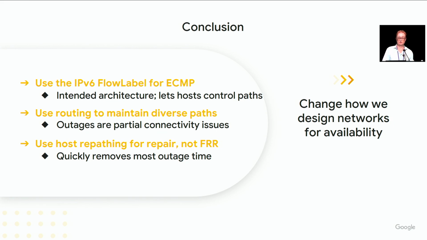So in conclusion, just to wrap up, I hope this talk has helped you to change your view of how we might design networks for high availability. We believe in using the IPv6 flow label for ECMP. This is the intended IPv6 architecture and has the benefit of letting hosts have some degree of control over paths. We use routing to maintain a diverse set of paths. This causes outages to be only partial connectivity failures, not to partition any network pairs. Then you can use host repathing to repair connectivity rather than invest in fast ReRoute or techniques like that. Host repathing can quickly remove most of the outage time. Thank you.